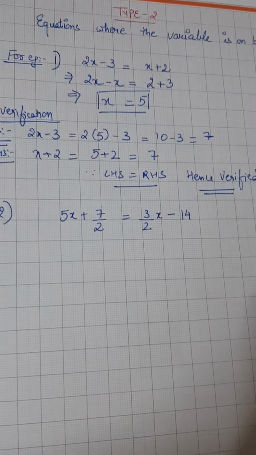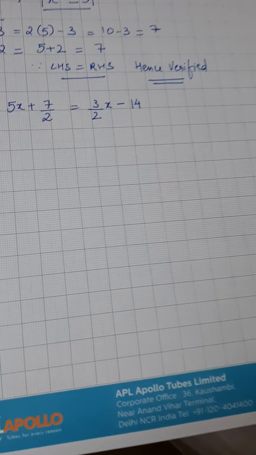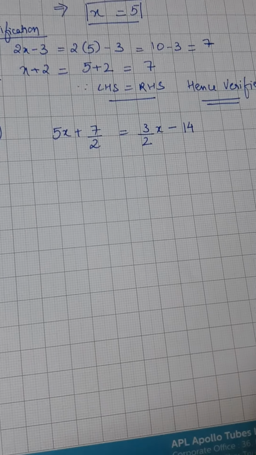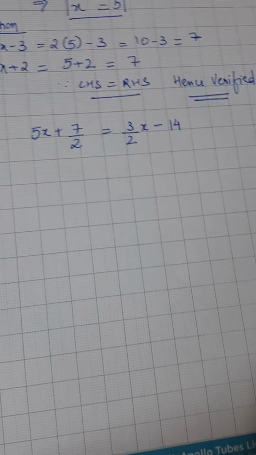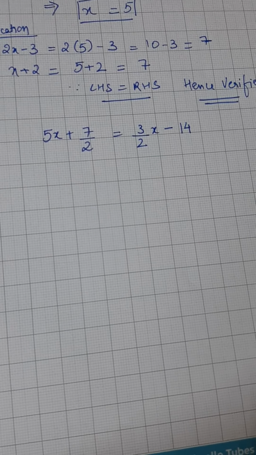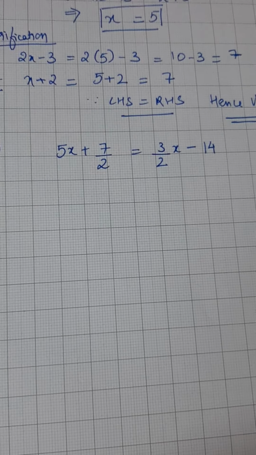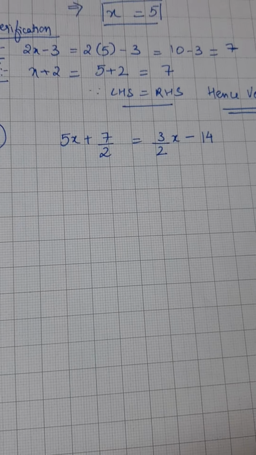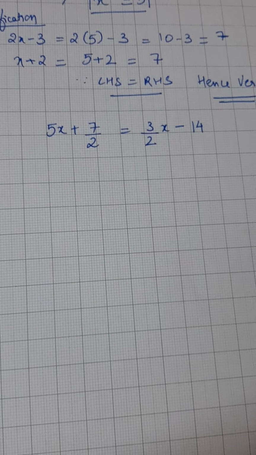Similarly, we are going to do the second example. I know it appears to be quite a tricky one, but it's very easy to solve. You have to be very calm and composed when you solve such questions. Now in this scenario, it's firstly up to you whether you want to simplify both the sides by taking LCM, or you want to shift the variables first and the numbers first and then do the simplification. It's completely your choice, there is no problem about it.